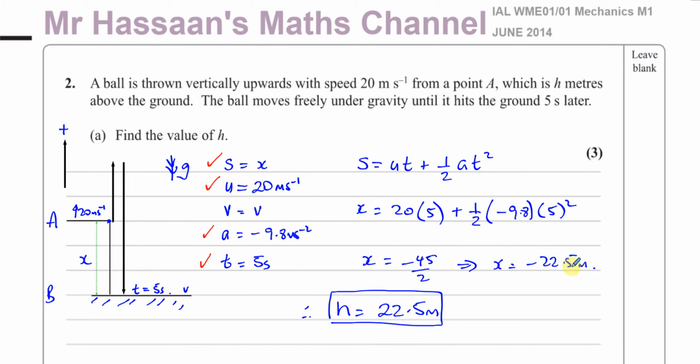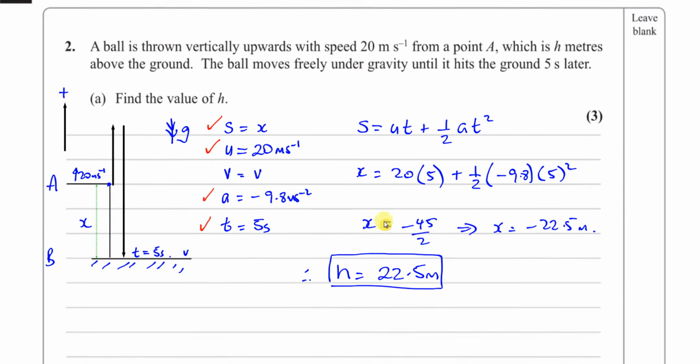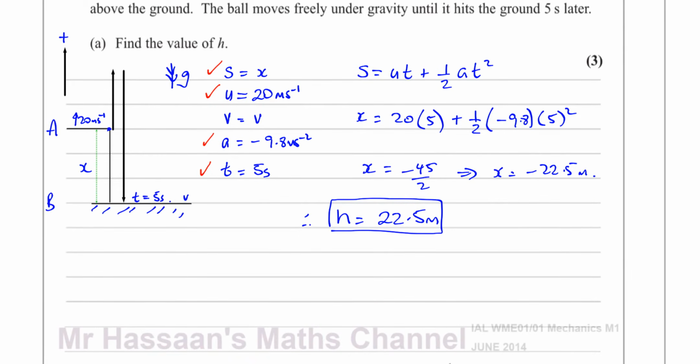So we don't put the negative 22.5. That's the displacement of X from A, but it's asking us how far A is above the ground. It's 22.5 meters above the ground. So that's why I didn't call this H in the beginning. I called it X, and then H is basically the same, just distance, not the displacement. We've taken up as positive, and this point is 22.5 meters below. So that's how we can deal with that question. That's part A. Now we're going to move on to part B.